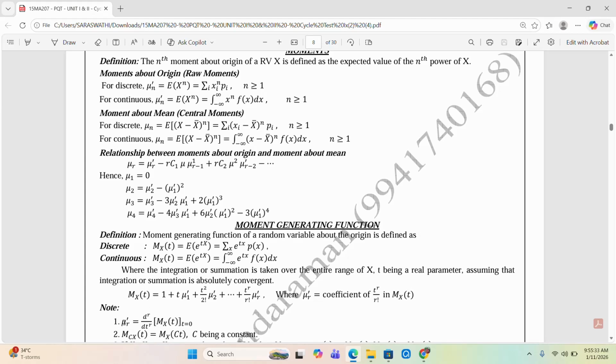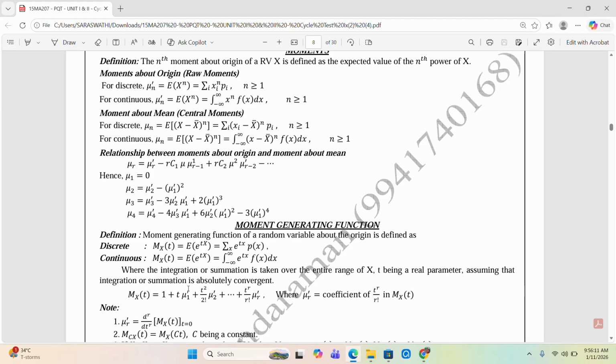Suppose we need the value of mu 1 dash. Mx of t is given as the moment generating function. If we differentiate with respect to t and put t equal to 0, this is the value of mu 1 dash. If we differentiate with respect to t twice, meaning d square by dt square, and put t equal to 0, that is the value of mu 2 dash. In general, mu r dash is equal to d power r by dt power r of Mx of t at t equal to 0.